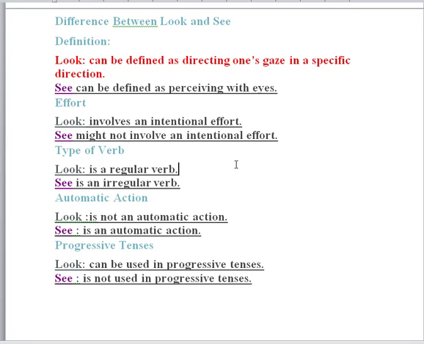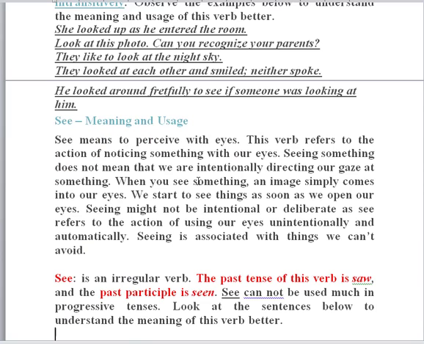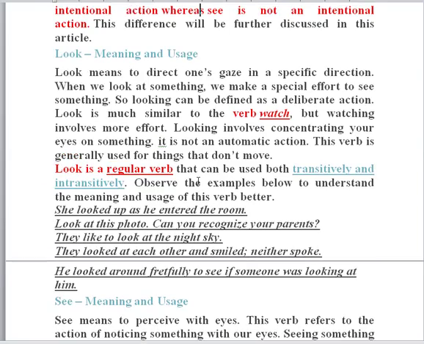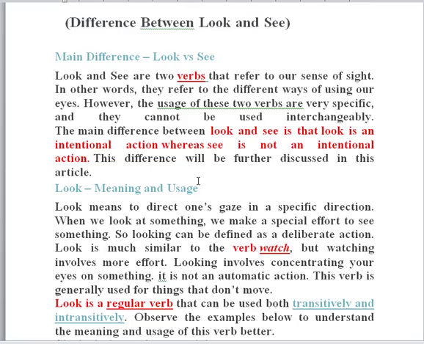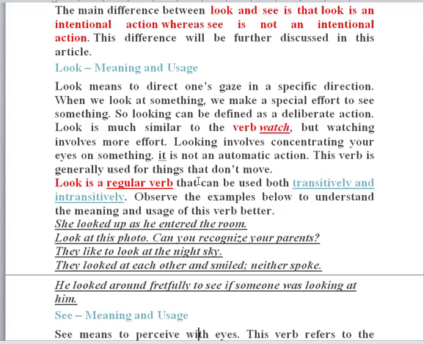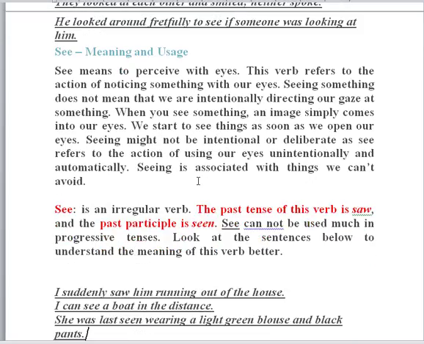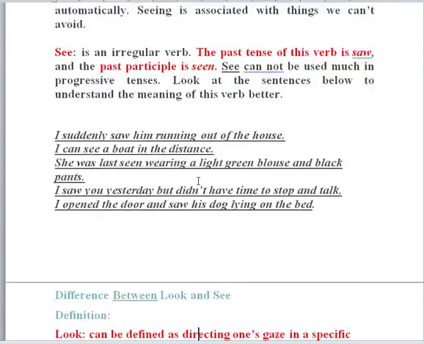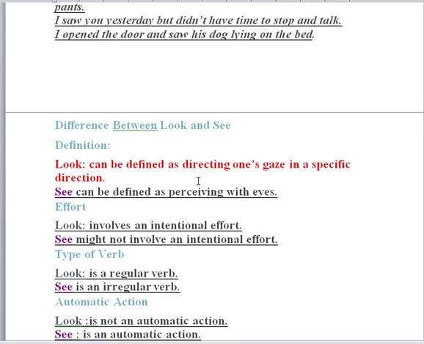Definition, effort, type of verb, automatic action, progressive tenses. Difference between look and see. Main difference: look versus see. We have look, meaning and usage and some examples, and then we have see, meaning and usage and some examples, and then we have the difference between look and see: definition, effort, type of verb, automatic action, progressive tenses.